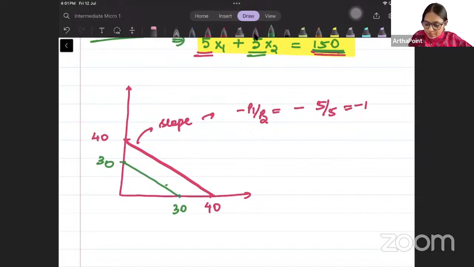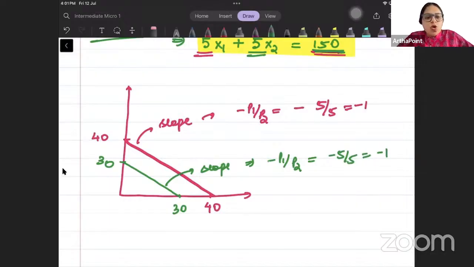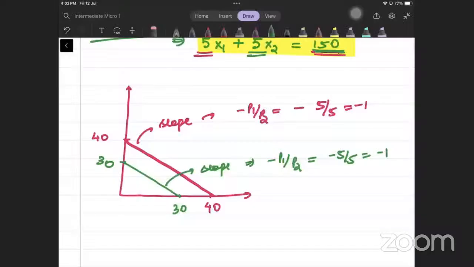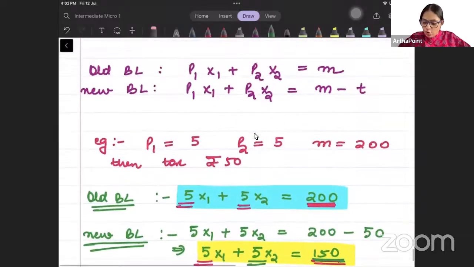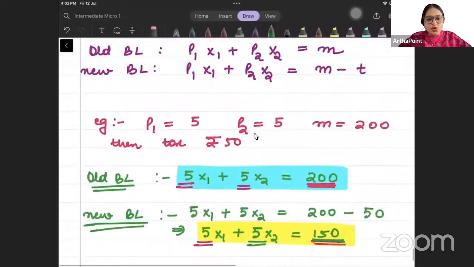What is the slope? P1 by P2, minus 1. So the slope of the budget line is unchanged. The slope of the budget line has not changed. What has changed? It has only shifted backwards. Your income is now lower, right? It has shifted backwards. That's the only change that you see here. Clear? So I hope all three kinds of taxes are clear to you, beta.